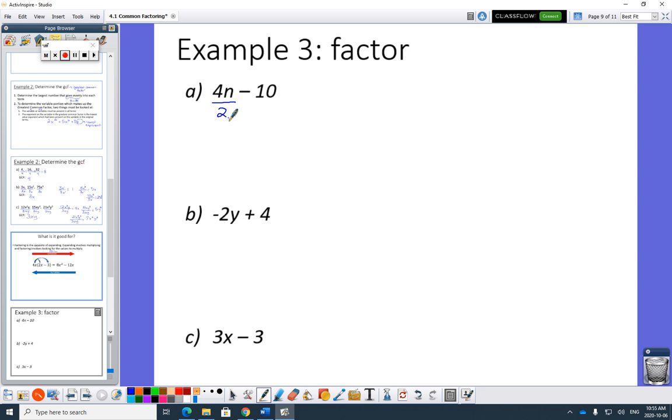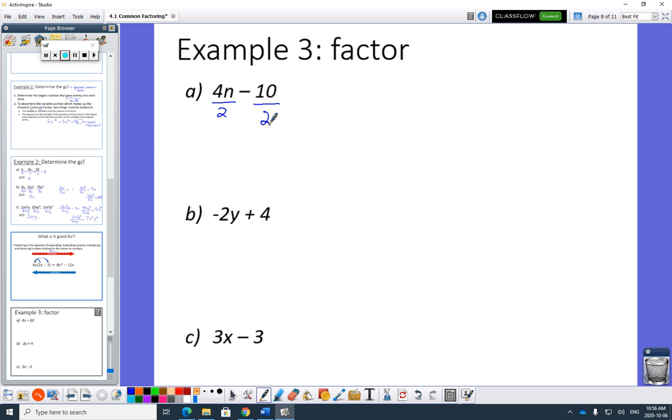And then when you're trying to decide about the variable, there's no n with 10. So we can't divide by n because it's not common. So we're going to divide by 2. So now 2 is the greatest common factor.